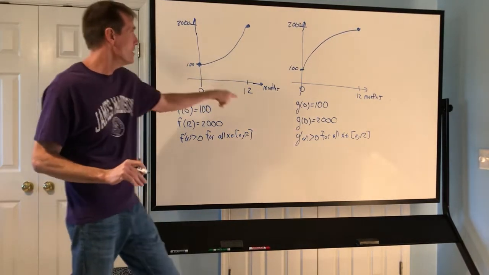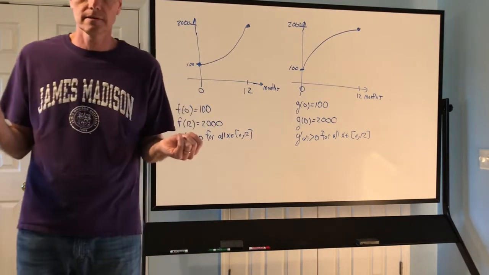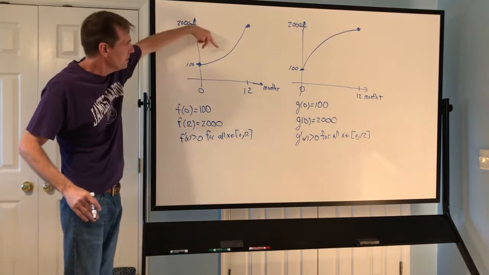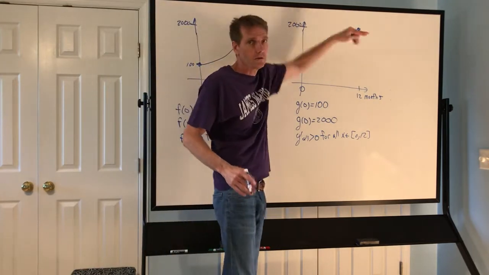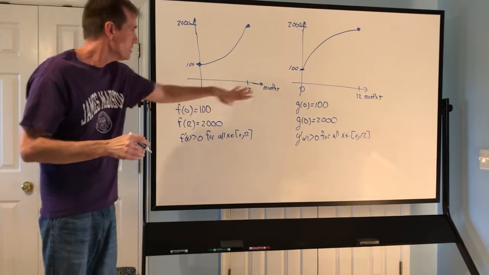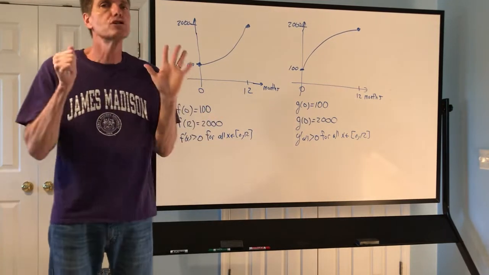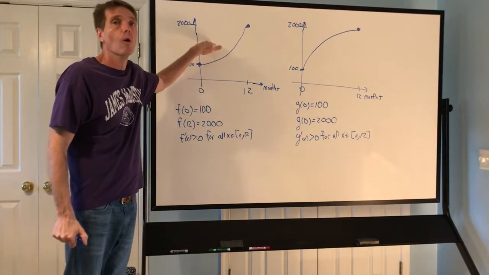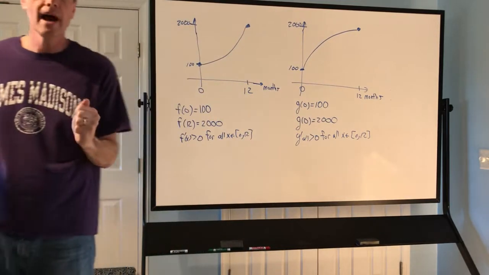And do they both end at 2,000 at 12 months? Is this one always increasing? And is this one always increasing? So both of these graphs meet these scenarios. But which one would you want to be the model? Would you want the first one or the second one? And would it matter?